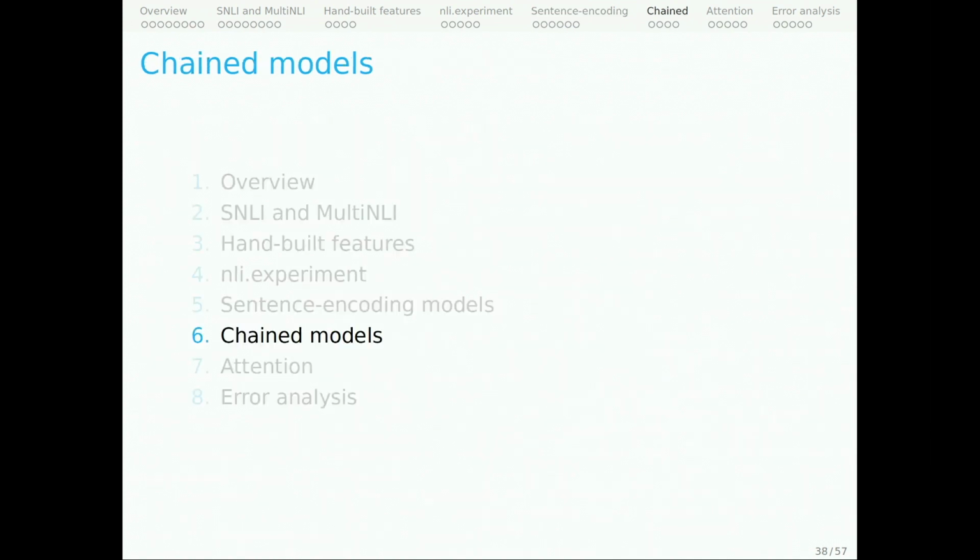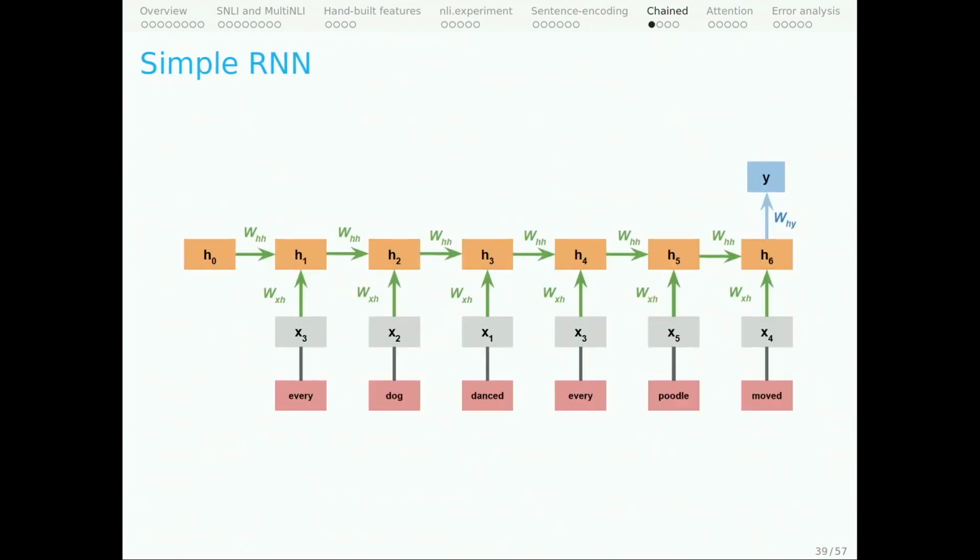All right, and that's it for the sentence encoding models. I hope that gives you a sense for the ways that you could impose new innovations. The second class that I wanted to introduce I've called chained models, and the reason is that basically you just run together the premise and hypothesis. The simplest version is the one I've given here, where I have every dog danced, every poodle moved. You could insert your own boundary symbol if you thought it was important for the model to learn that transition point.